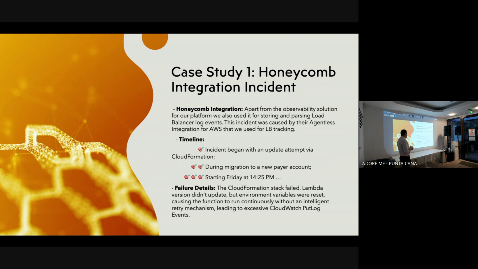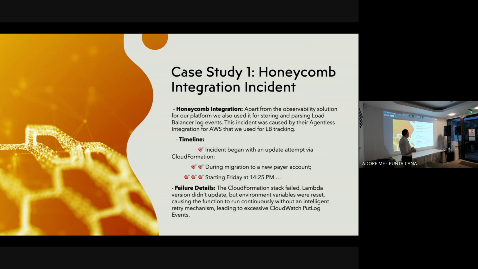And of course, the incident was caused by their agentless integration, which was like a Kubernetes operator that runs inside Kubernetes, and it monitors our application load balancer, ingresses, and all that to provide us visibility into the networking of the cluster. I presented a timeline with the bullseye icon because we needed 3 hits to get the jackpot, of course.